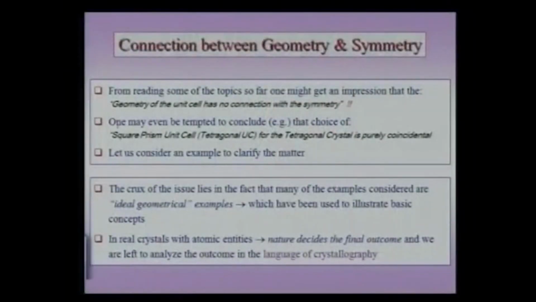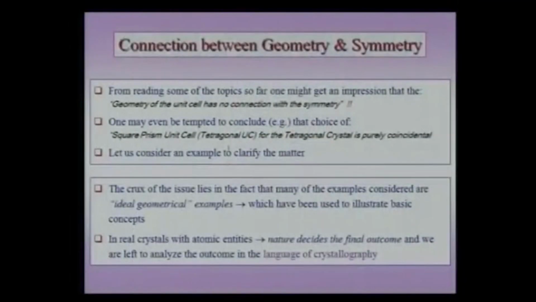To state the important point: from reading some of the topics so far, one might get an impression that the geometry of the unit cell has no connection with the symmetry. It can happen in ideal mathematical crystals or crystals which we make, but in some of the natural crystals, there will be a connection more often than not. One may even be tempted to conclude that the choice of, for instance, the square prism unit cell, the tetragonal unit cell for the tetragonal crystal, is purely coincidental. Let me consider one example at this point of time to clarify the matter.